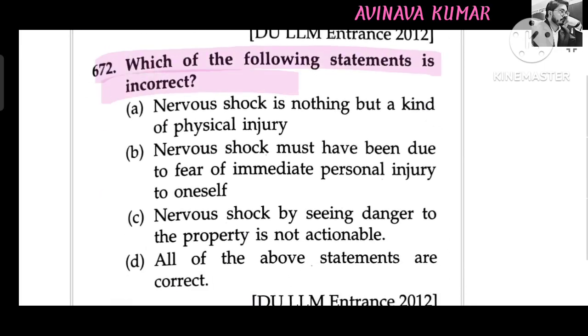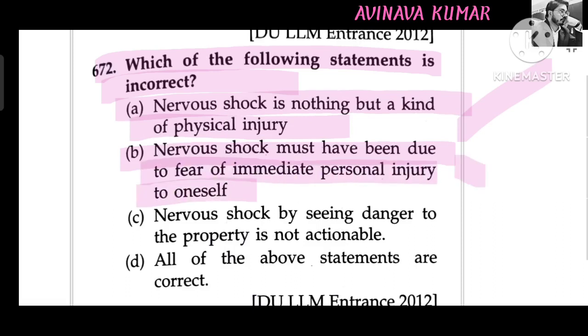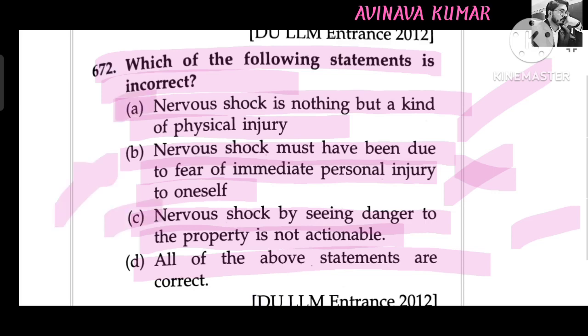Which one of the following statements is incorrect? Nervous shock is nothing but a kind of physical injury, right. Nervous shock must have been due to fear of immediate personal injury to oneself, wrong. Nervous shock from seeing danger to property is not actionable, right. B only is incorrect. A and C is right.